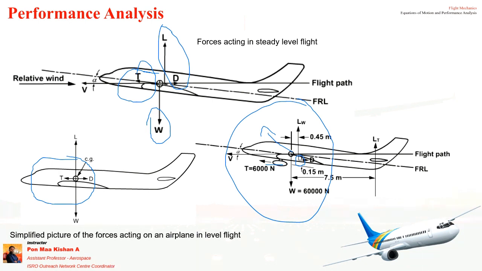Wherever the problems are, even in your GATE exam if you are appearing, you have to be very clear with the statements they are giving: center of gravity of aircraft, center of pressure of wing or tail wing, or the entire aircraft. Depending upon that, you have to understand it. So, flight fuselage reference line.